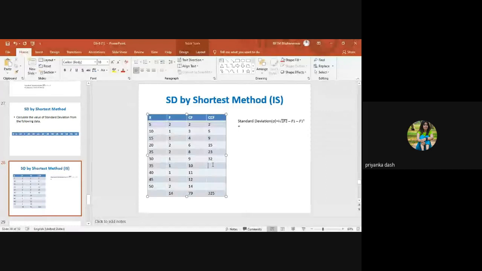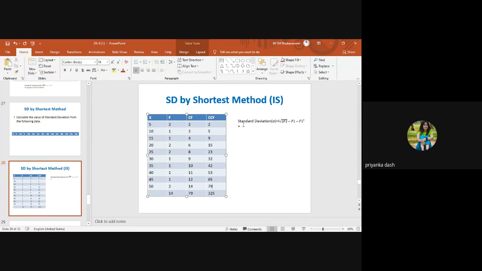Finally calculate. This one is 40. Again, this one is 50. This one is 5. This one is 59. The last one is. Calculate this one, the sum of cumulative frequency.